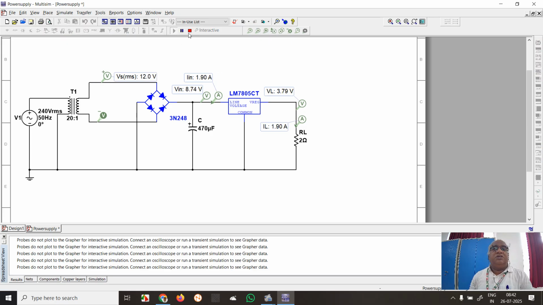See, the current is there, but the output voltage is not 5 volts, it is down. So in this situation, the regulator cannot regulate the voltage. That is the reason the 7805 gives a fixed 5 volts only for a maximum load current of 1 ampere.